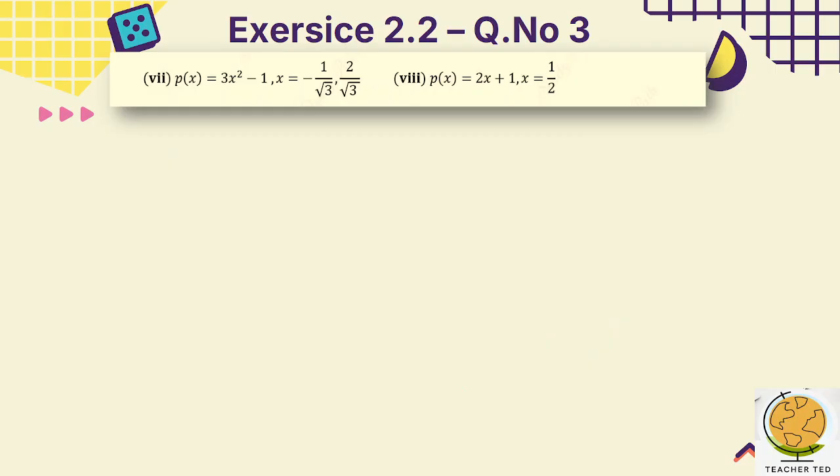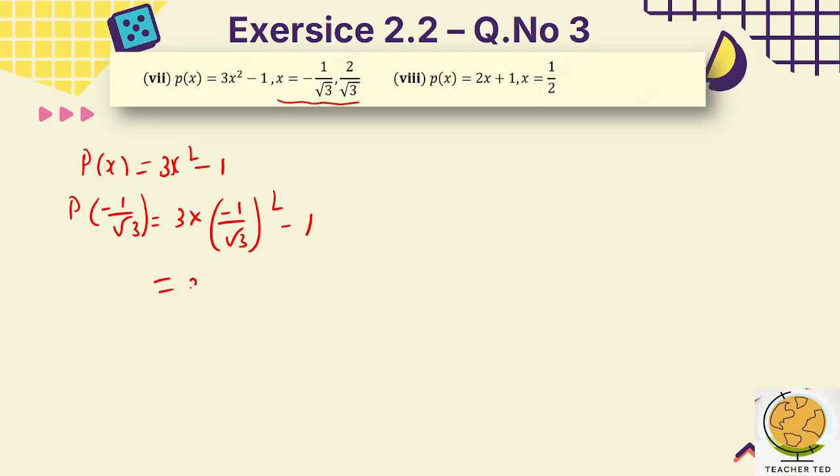So next one, again we need to check for two cases, minus 1 by root 3 and 2 by root 3. Let's check. So p of x is equal to 3x square minus 1. First case, p of minus 1 by root 3 is equal to 3 into (minus 1 by root 3) whole square minus 1. Minus 1 whole square is plus 1, root 3 whole square minus 1. So square and square get cancelled, 3 and 3 get cancelled. Remaining thing is 1 minus 1, that is 0. So first case it is 0.